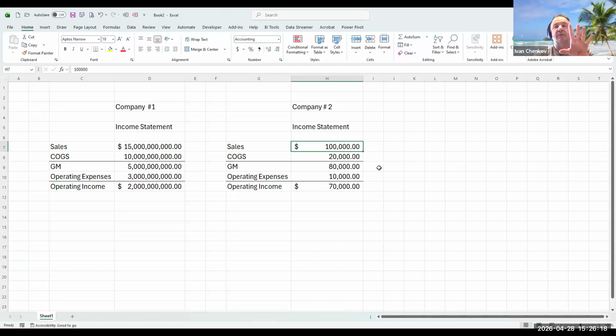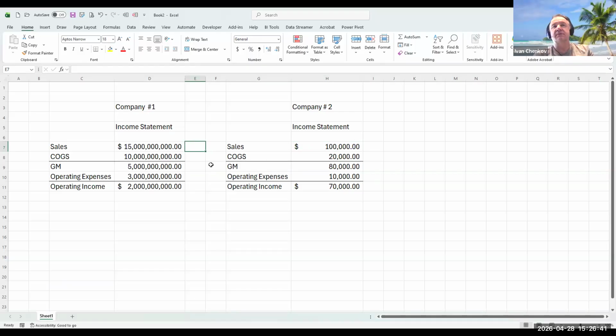What do you think? Can I compare those two companies based on sales? Are they making the same sales? No. Obviously, we can't compare by sales. But what do we know?